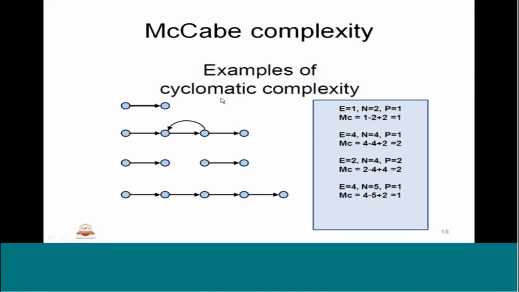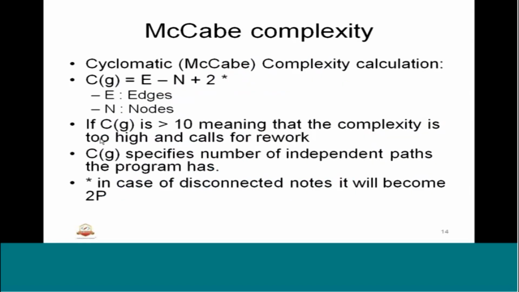So that is the definition and understanding of the complexity. As the complexity increases, the program is more complicated, or the flow is more complex, the control is deeper. Generally, if the complexity is greater than 10, it means the complexity is too high and calls for rework. In the embedded industry, automotive or aerospace, the complexity has to be around 10 or less than 10, considering the whole program. If it is more than 10, the complexity is high.